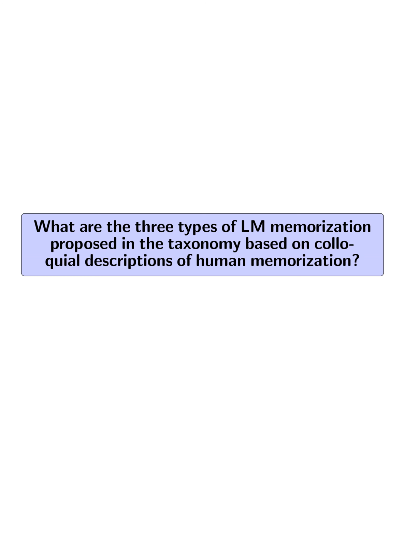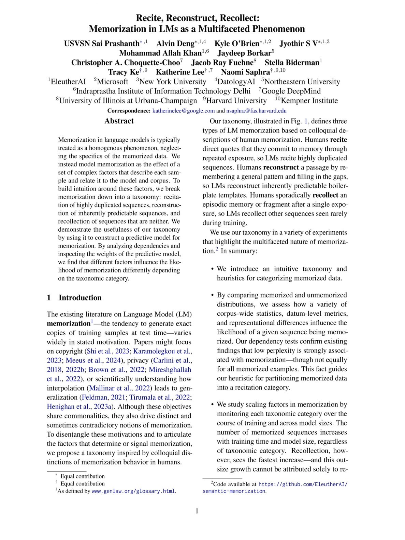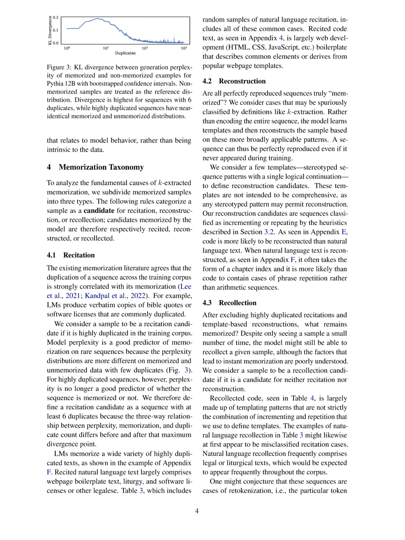What are the three types of LM memorization proposed in the taxonomy based on colloquial descriptions of human memorization? The three types are recitation, reconstruction, and recollection. Recitation involves highly duplicated sequences in the training corpus, where the model generates verbatim copies of common texts like web page boilerplate, liturgy, or software licenses.